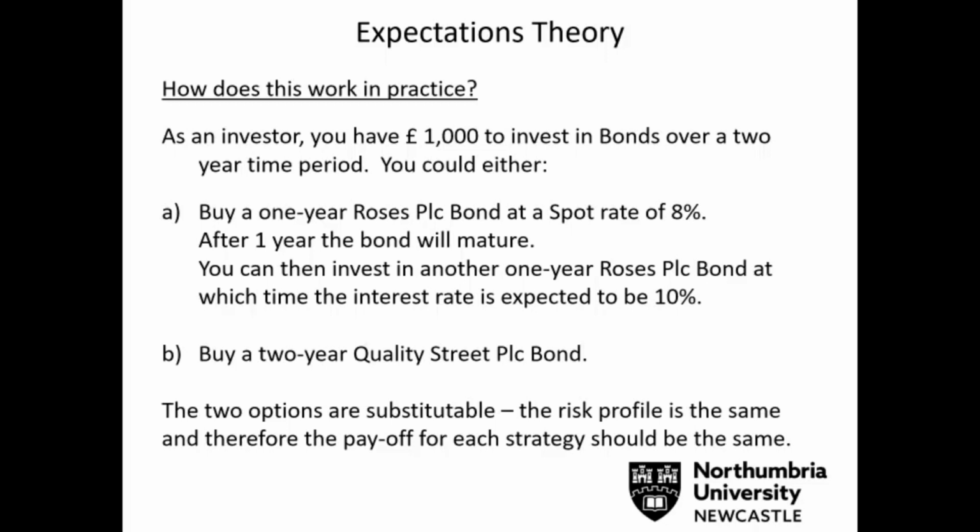What do you do? Do you buy a 1-year bond at 8%, then after the year you roll it over with a new bond because you expect interest rates to go up to 10%. So in the first year you have an 8% bond, the second year you have a 10% bond. Or do you buy the Quality Street PLC 2-year bond? And if you remember, this 2-year bond interest rate was 8.995%. Assuming that both companies have the same level of risk and so on and all else being equal, that's your choice. Which one do you pick? If expectation theory holds, it doesn't really matter. So let's have a look at the maths.